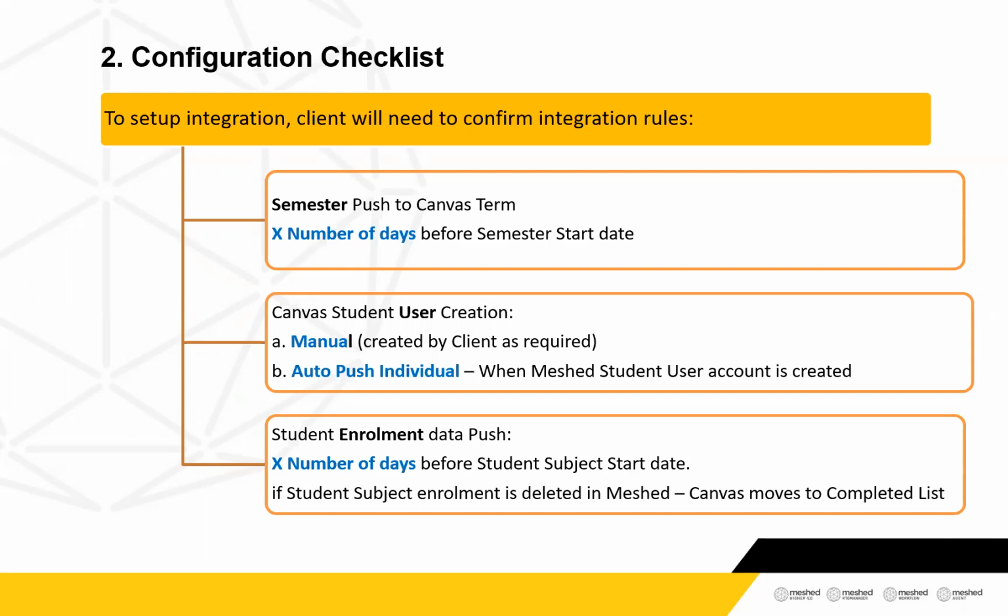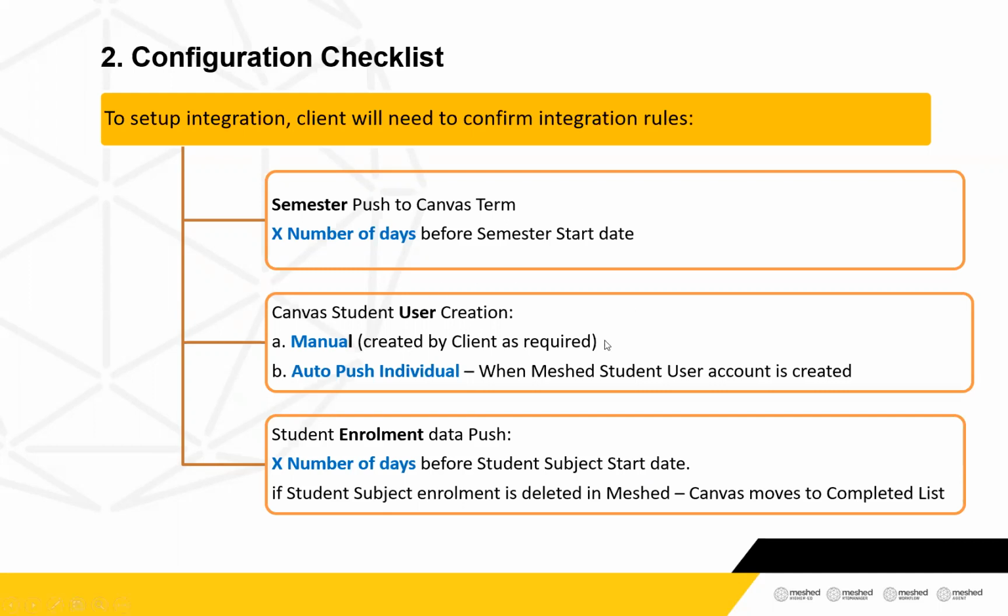Now next is for student enrollments. For student enrollments also, a number of days logic works. You can define or provide us a certain set of days that you would like us to set so that enrollments will get pushed to the Canvas platform. That means, for example, if you would like all your subject enrollments to get synced to Canvas, let's say 14 days before the subject start date, we can define the integration similarly. So that was for student enrollments.